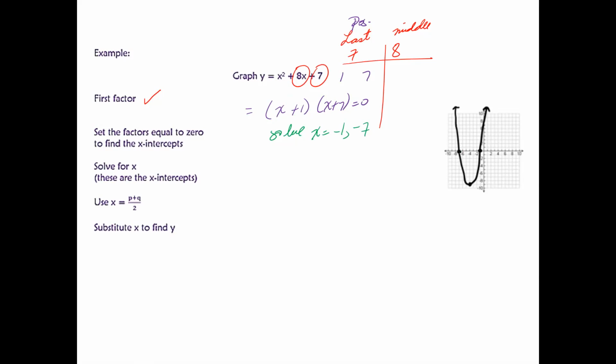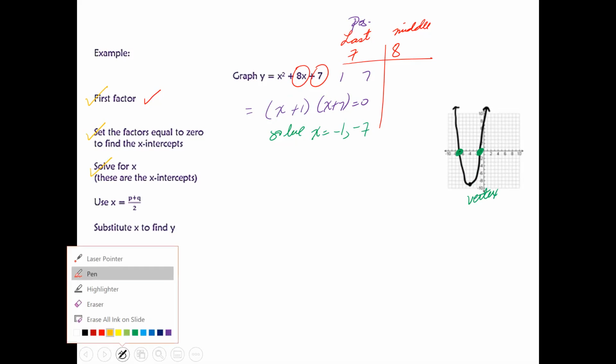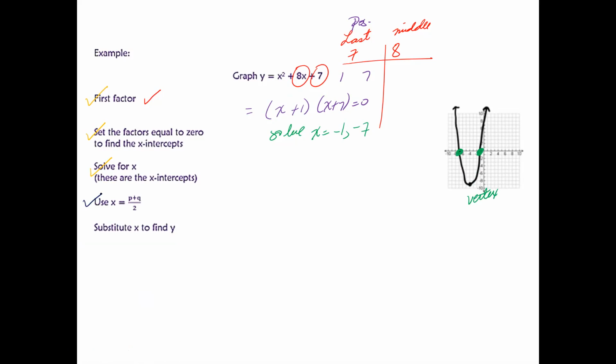So what you do on this graph is, if you look at it, here is negative 7 and here is negative 1. Now, how do you find the vertex right here? There's a formula that you're going to be using. We're going to add the 2 numbers together and divide by 2. So your x value is negative 1 plus negative 7, divided by 2. Negative 8 divided by 2 is negative 4. So the x value of my vertex is negative 4. And if you look at this right here, that's correct. That is at negative 4.